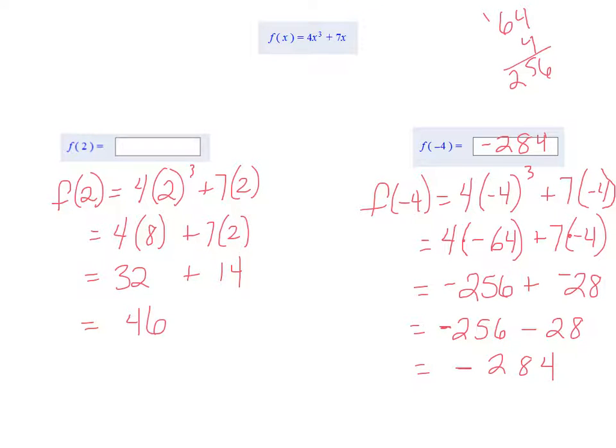All right, I got 46. If you also got 46, then you're good to go. If you didn't, go back and look at my work and see how you did and see maybe where you went wrong. Okay, that's all I've got.